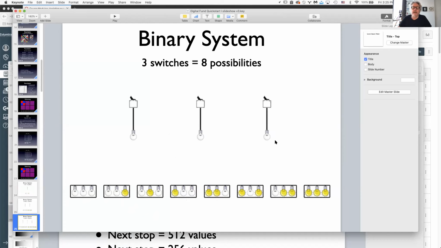Next one down, we add another switch. It's a doubling again. Sounding familiar? So again, they can all three be off, they can all three be on, or all these combinations in the middle. But every time I add another switch, I double the possibilities for me.